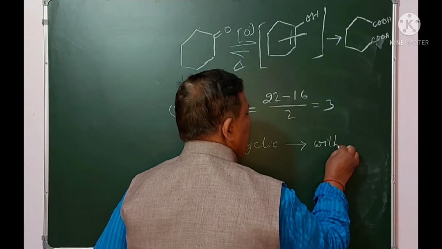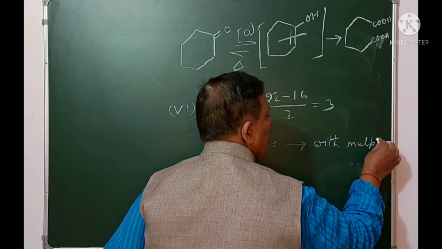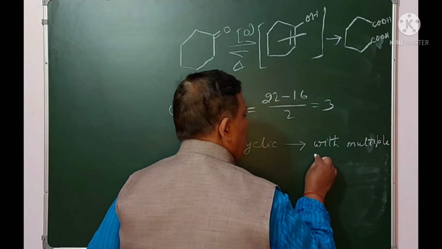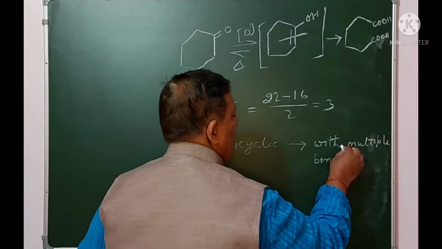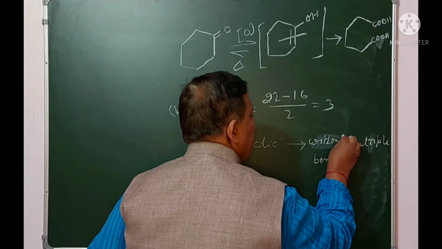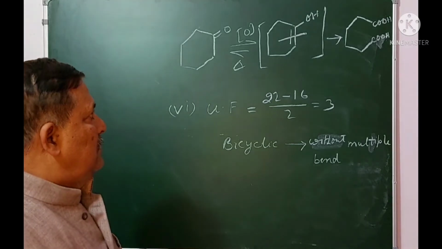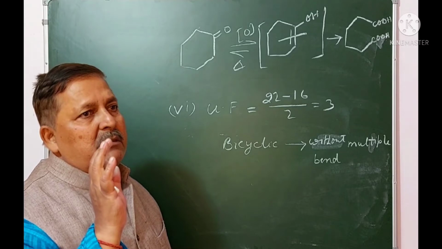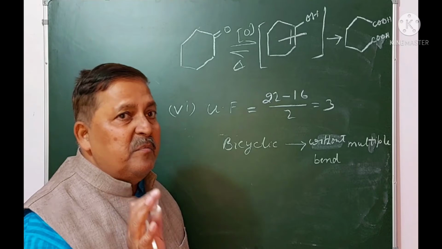Without multiple bonds, carbon-carbon multiple bond. So this camphor is a cyclic ketone and it is bicyclic.